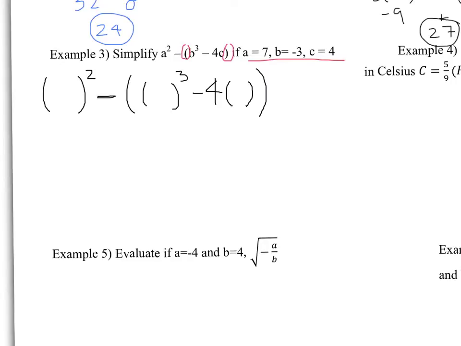All right, now I'm going to substitute in my numbers. A was 7, so I'm going to have a 7. B was negative 3, so I'm going to have a negative 3. And C was a positive 4. Now I'm going to go ahead and evaluate. First, I want to do what's inside my grouping symbols, and I notice that I have an exponent on the outside, so I'm going to do that first. So we have a negative 27, and then 4 times 4 is going to give us a negative 16.